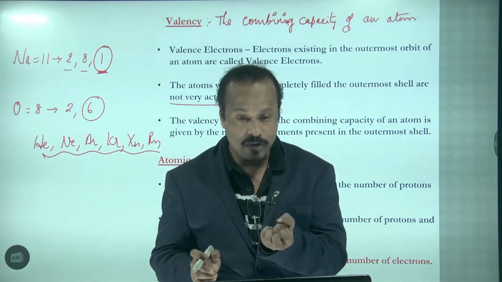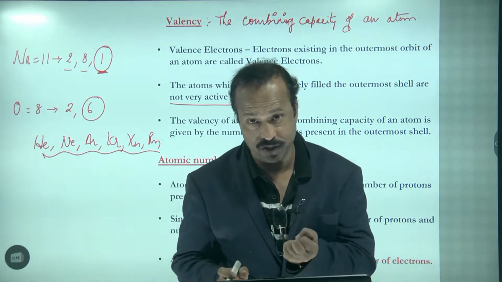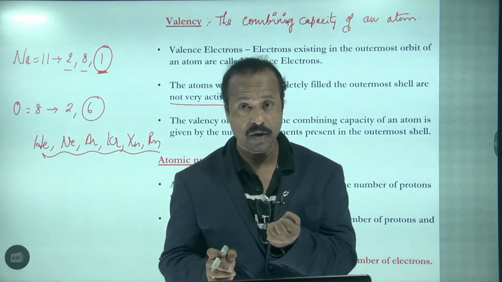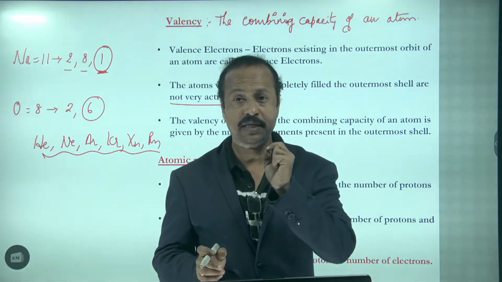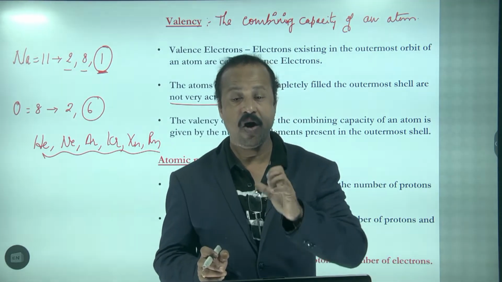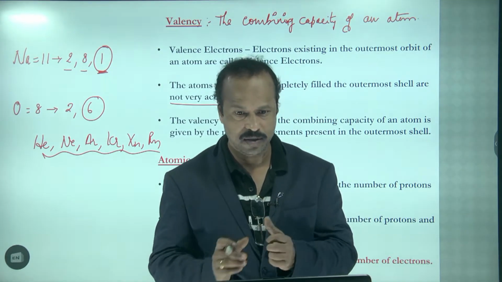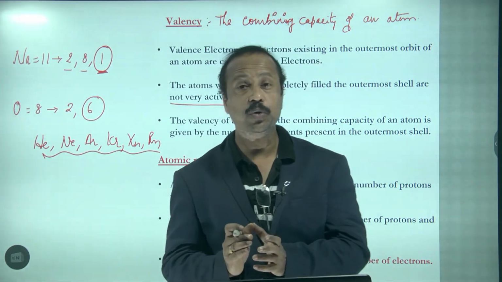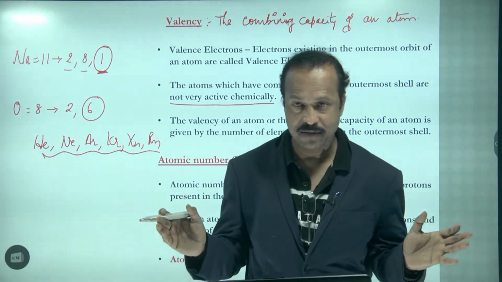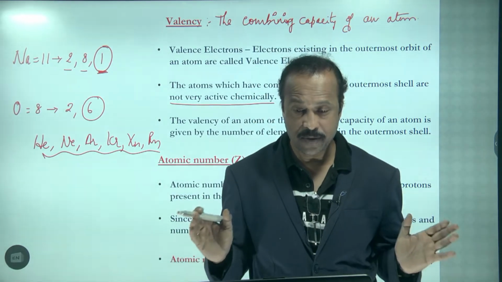If they have 8 electrons, what does that mean? That is called octet configuration. What is it called? Octet configuration. The elements with octet configuration are stable, or what? Stable. They are inert. They do not react with other elements. So they do not react with the other elements.